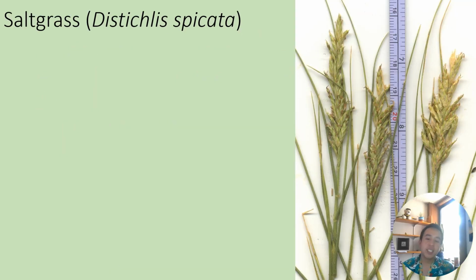So our first Eragrostideae plant is going to be a favorite of mine, personally. It's called saltgrass, Distichlis spicata. When people ask me sometimes what my favorite plant is, I will sometimes say saltgrass because it's salty, just like me.